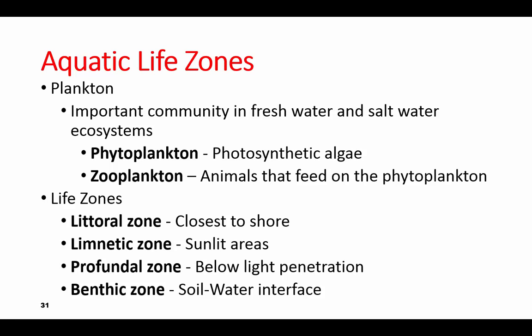Now, there's plankton that we find in freshwater and saltwater. It's very important. The phytoplankton part of it is the photosynthetic algae, which produces a lot of the oxygen for us. And the zooplankton, that's the animals that eat the phytoplankton.